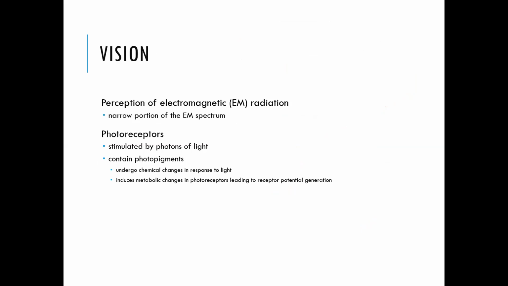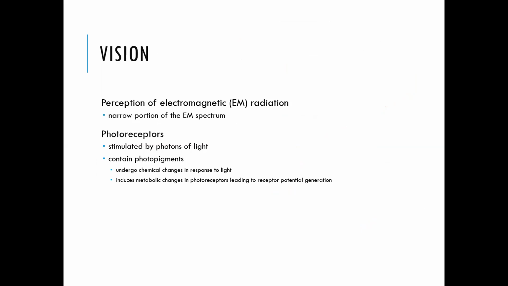Then it leads us to vision, one of our last major sensory organs. How do we visualize things? Perception of different types of objects in our environment is done through electromagnetic radiation, right? Our eyes can actually see a very narrow portion of the EM spectrum.